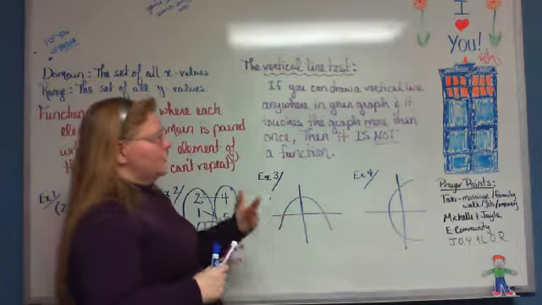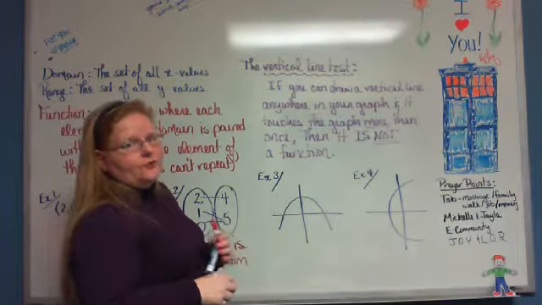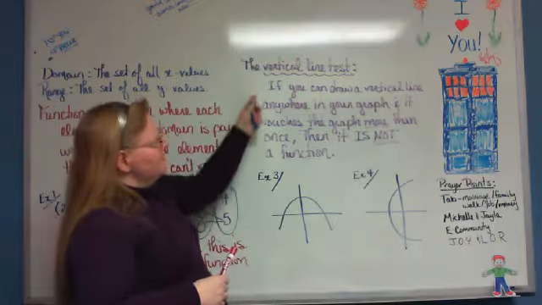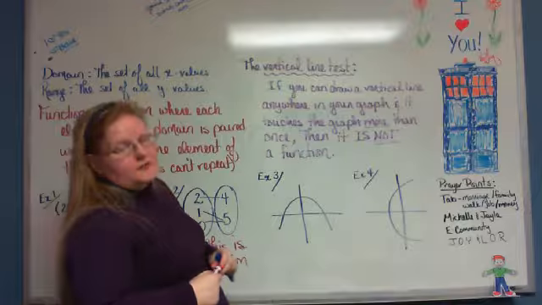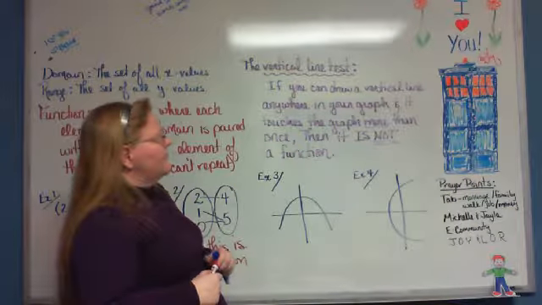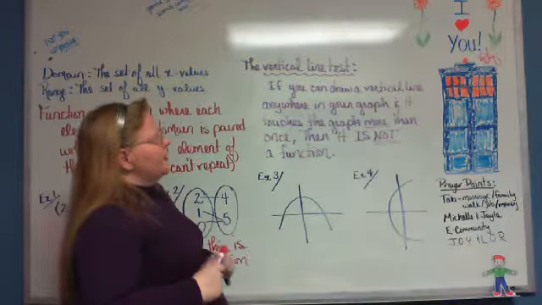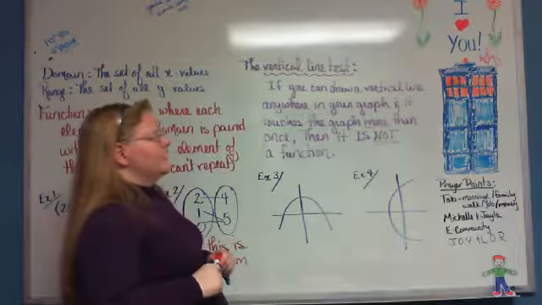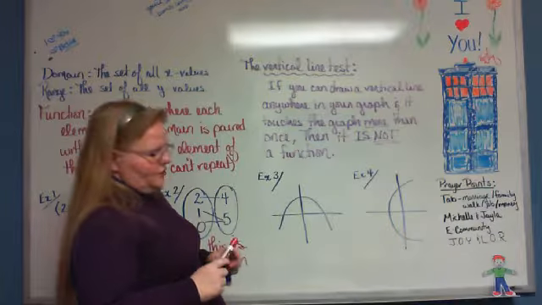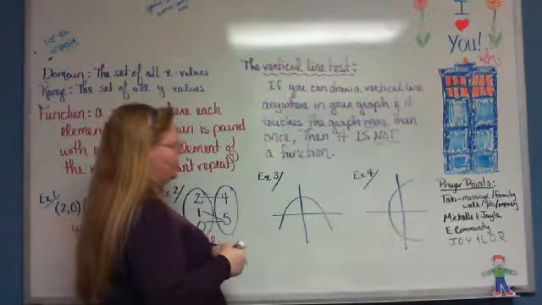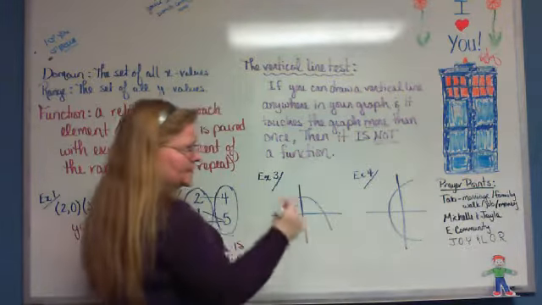Over here, when you're looking at graphs, you're going to have to use the vertical line test. This is the vertical line test. Yes, you're going to have to memorize this, so sorry, but you will. If you can draw a vertical line anywhere in your graph and it touches the graph more than once, then it's not a function. So, vertical means up and down.